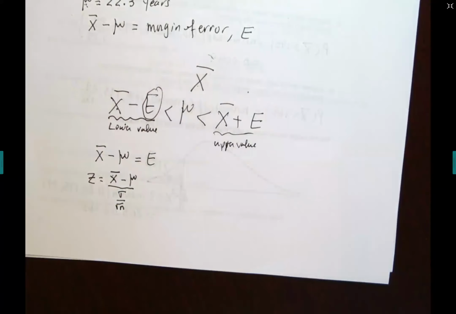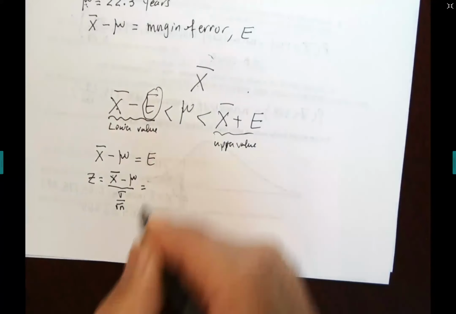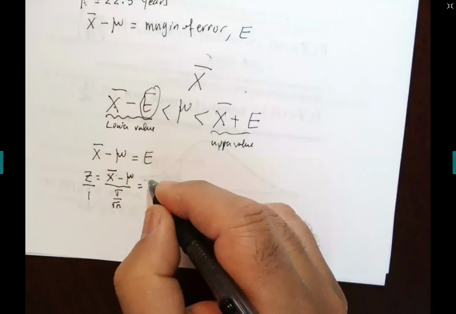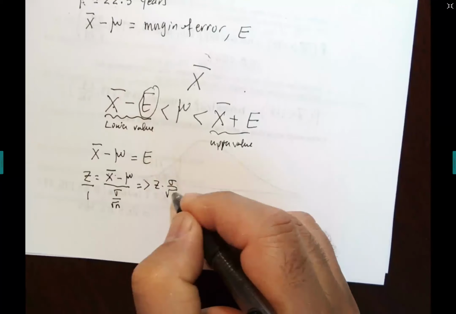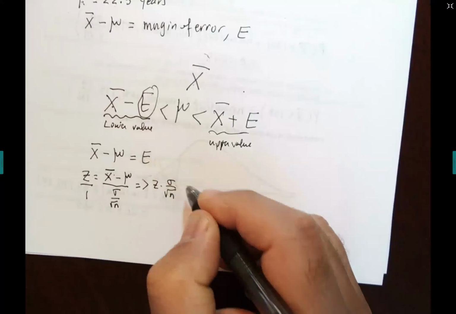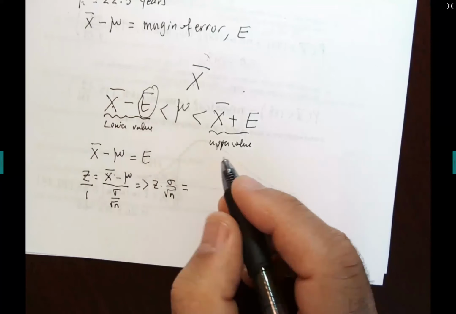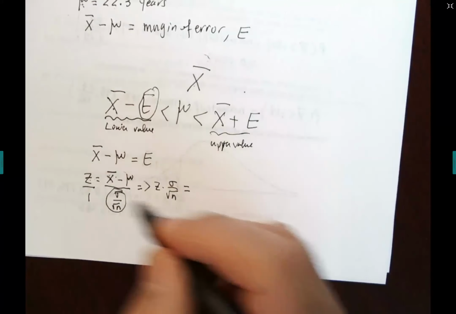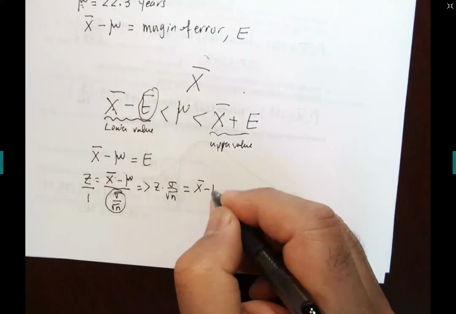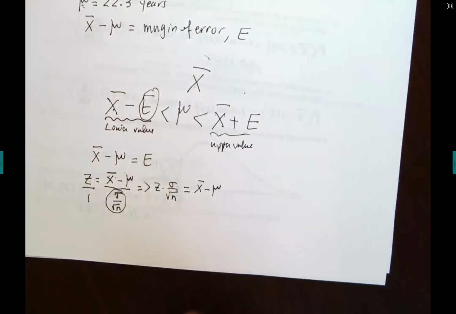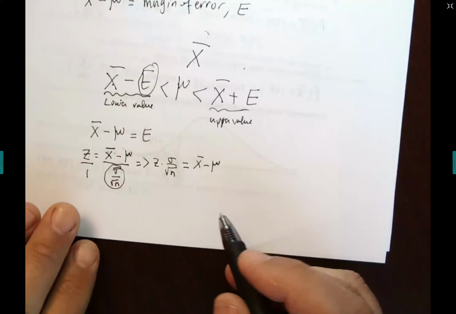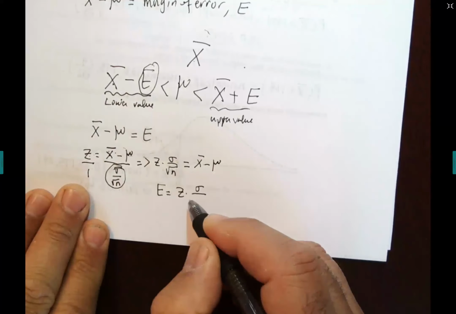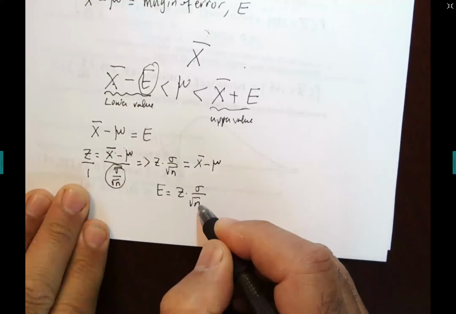Okay, watch, guys. I'm going to do cross multiplication. So Z times sigma over square root of N. Don't worry, you don't have to memorize any of this. They will all be provided for you, the formulas. So what I did, this times that equals X bar minus mean times 1. Now watch, guys. The X bar minus the mean, I told you it's called E. So E is Z times sigma over square root of N. Here's the formula for E.